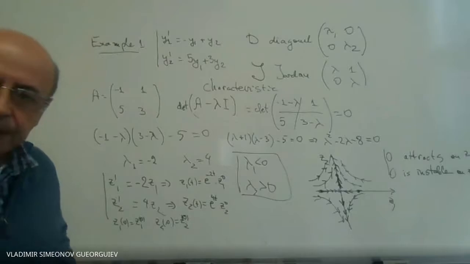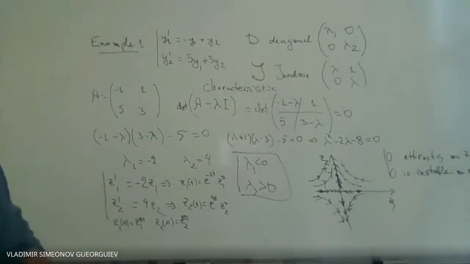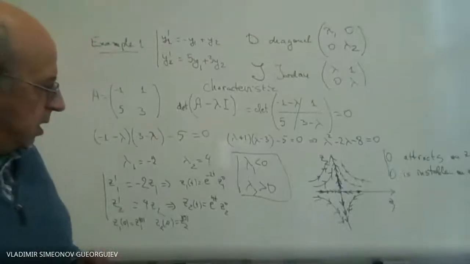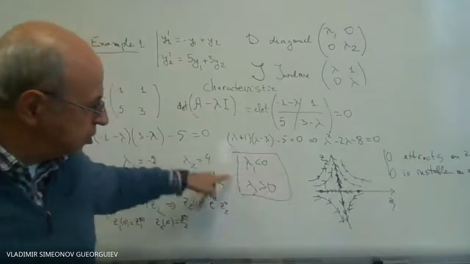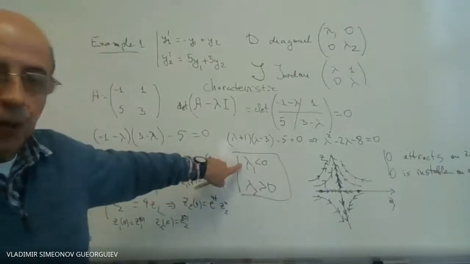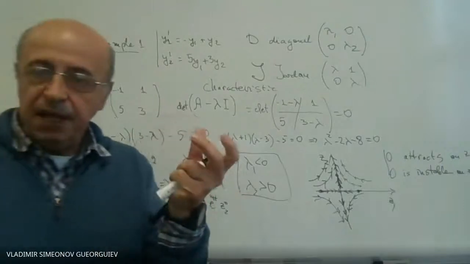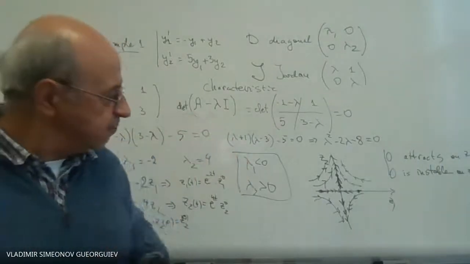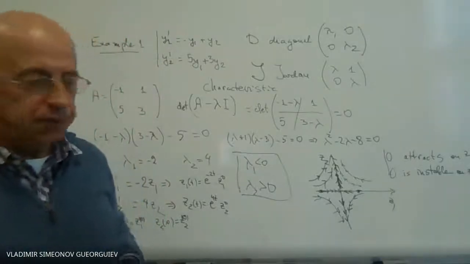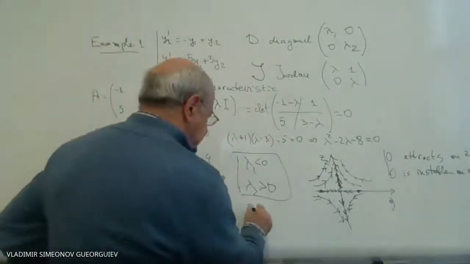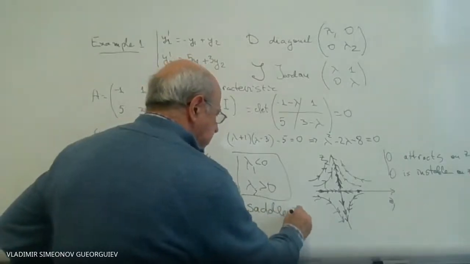Now I shall reply to Asia. I only want to finish the picture here. When you have lambda 1 negative and lambda 2 positive, therefore two eigenvalues with opposite sign, this point 0 is the saddle point. Saddle point.